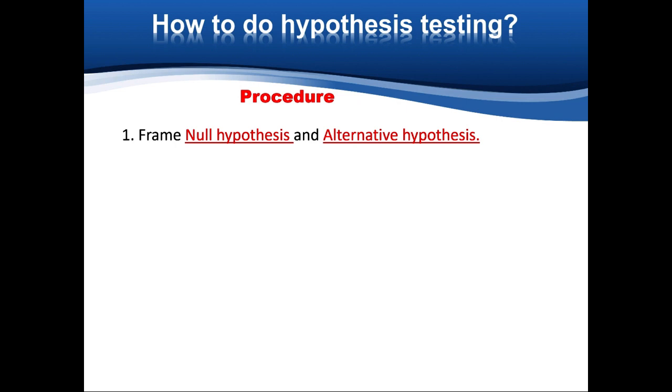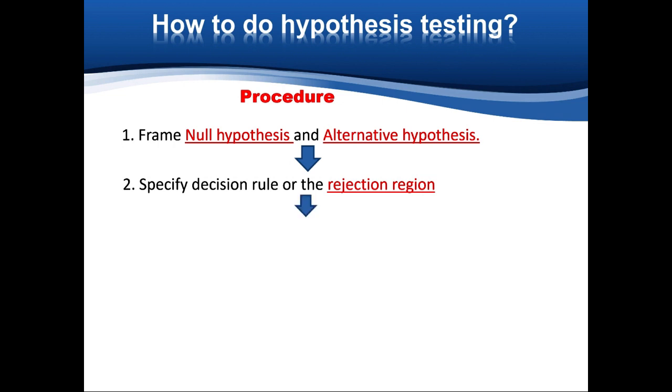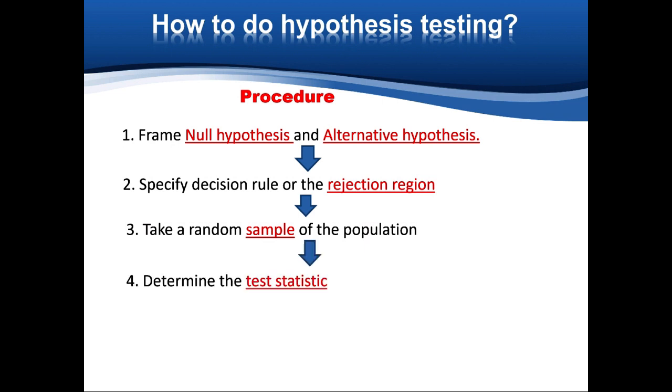Firstly, we need to frame the hypotheses, the null hypothesis and alternative hypothesis. Then specify the decision rule or the rejection region. After that, take a random sample of the population. Then determine the test statistic. Lastly, make the decision.